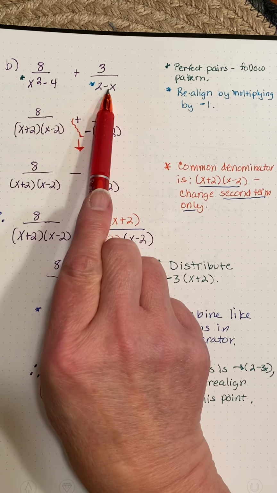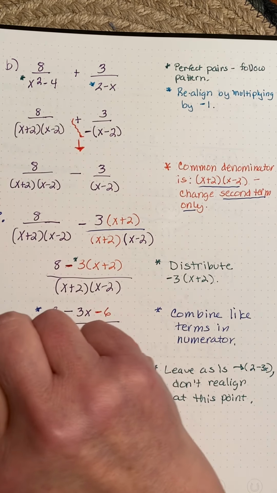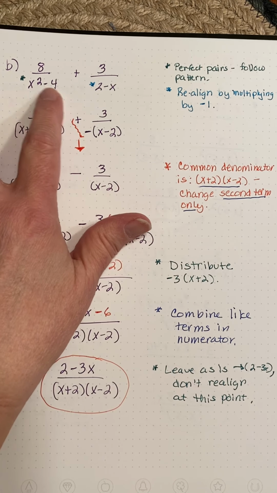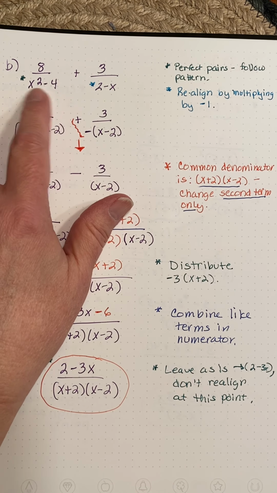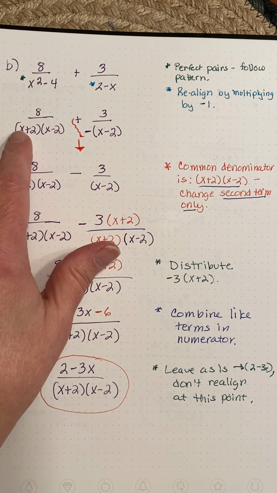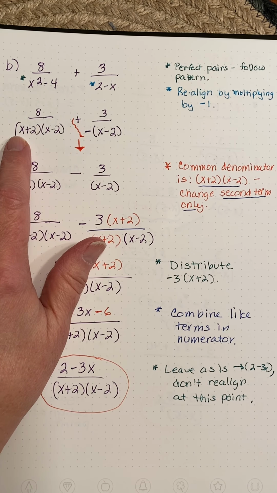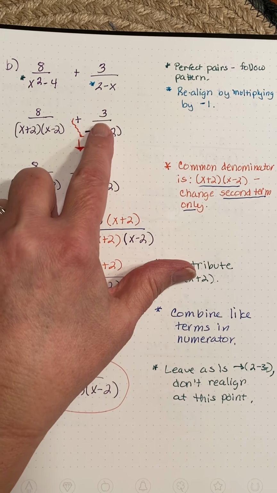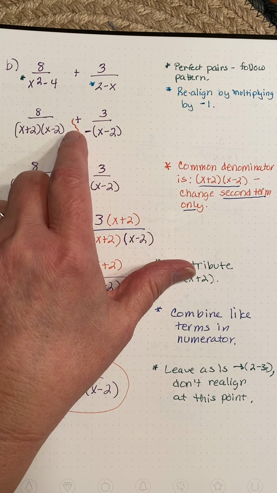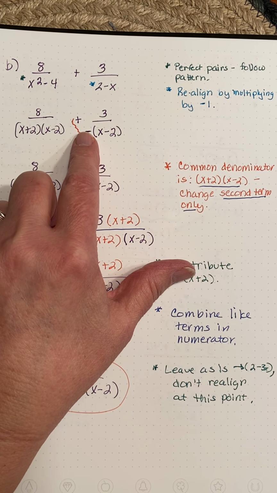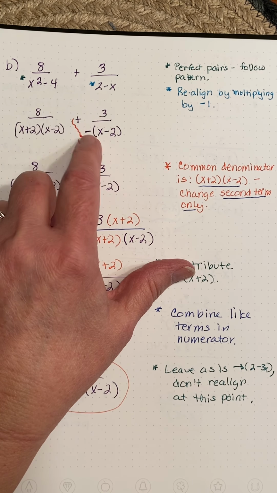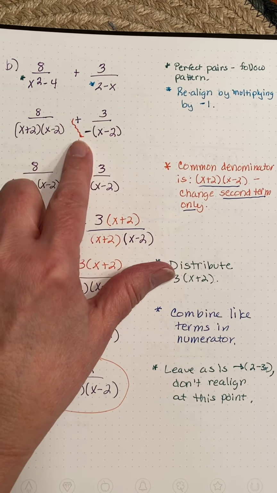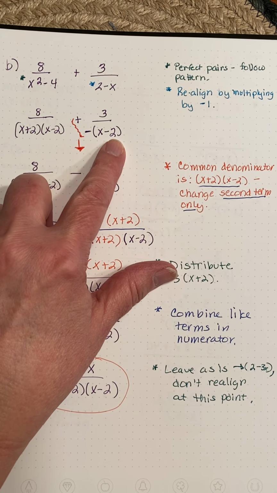So I'm going to do 2 separate things here. So I'm just going to keep my numerators for right now. And using the pattern, because they're perfect pairs here, I'm going to do the pattern, which becomes x plus 2 times x minus 2 because of the negative there. And then I'm going to have 3, and I'm going to multiply it by a negative 1, and that gives me a negative x minus 2. So negative 1 times this gives me a negative x minus 2.